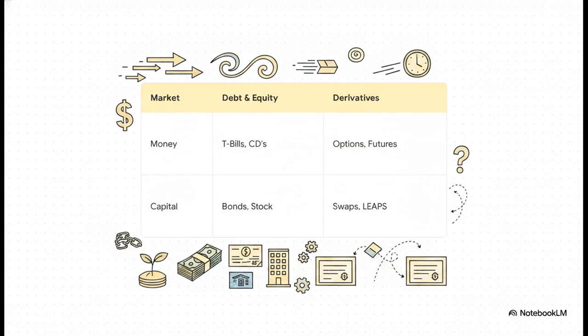We categorize these securities in a few different ways. On the left side of our grid, you have the market type: money markets for short-term, highly liquid assets, and capital markets for long-term stuff like corporate bonds and common stock. Across the top, you have the type of claim: direct debt and equity, or derivatives, which are financial instruments whose value is entirely based on some other underlying asset.